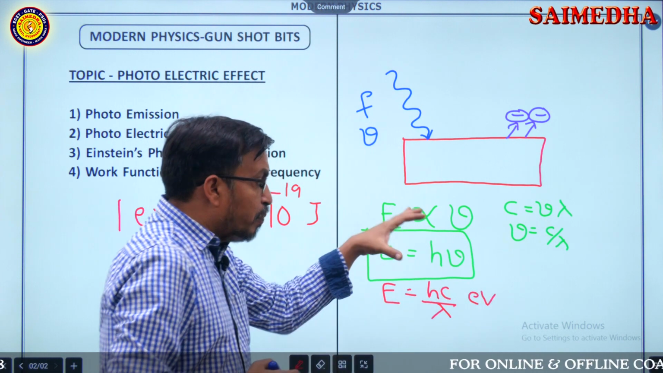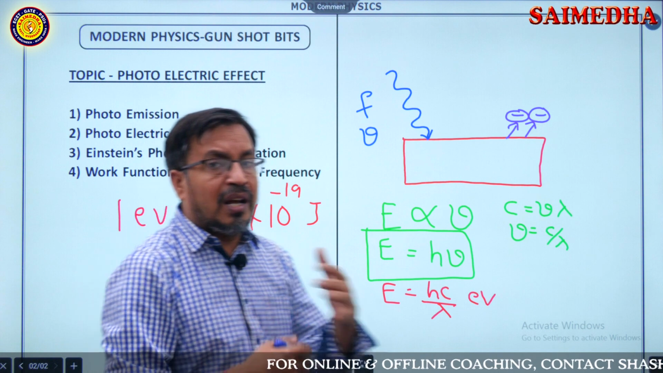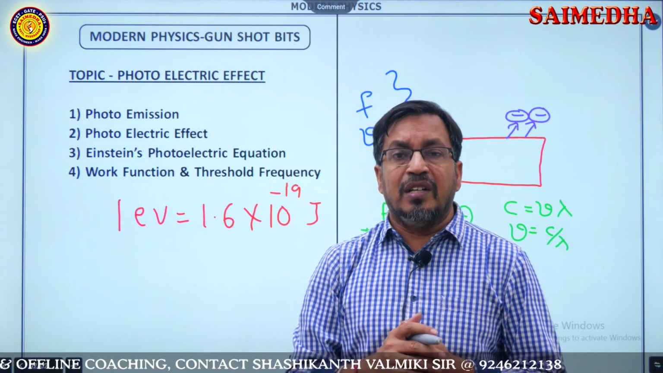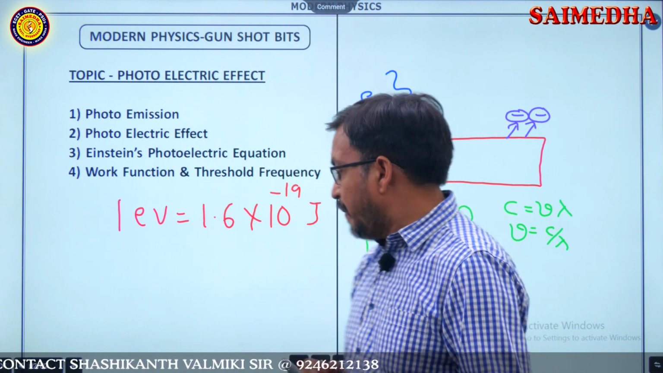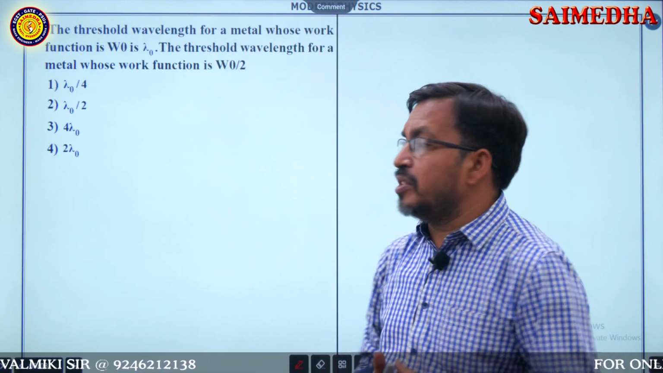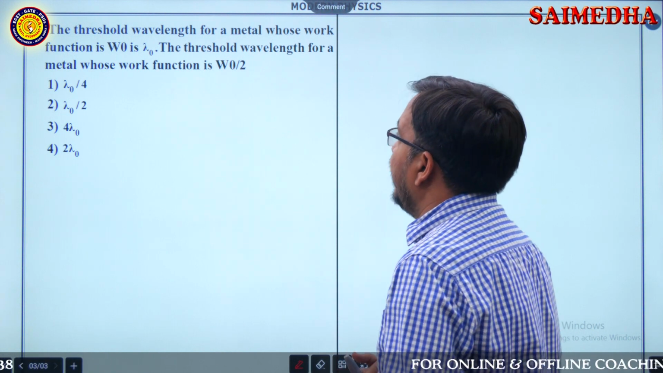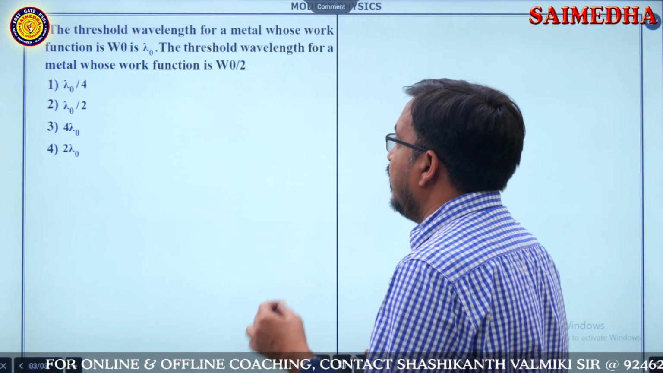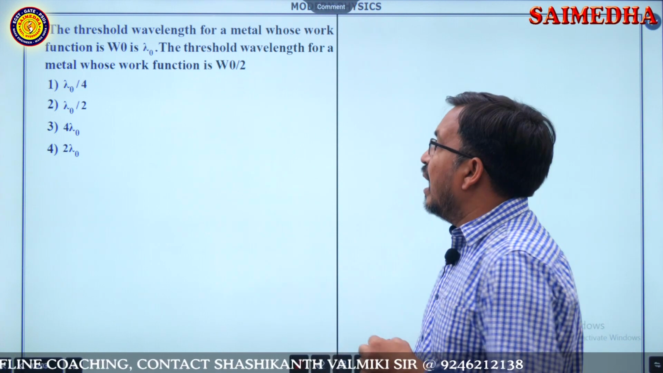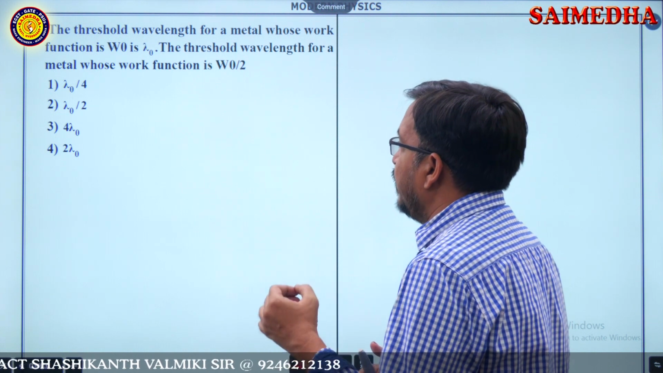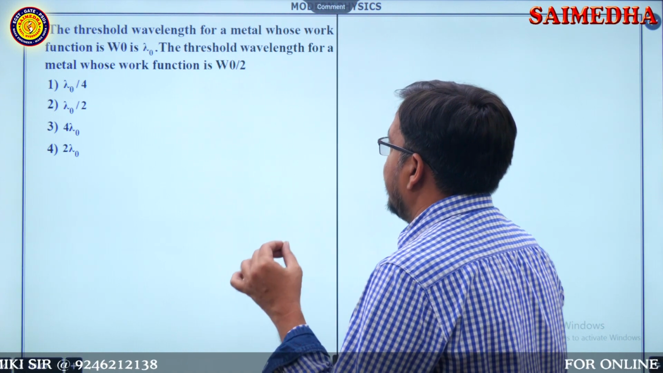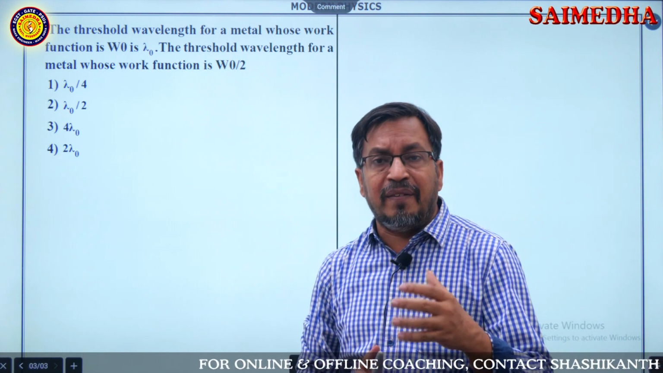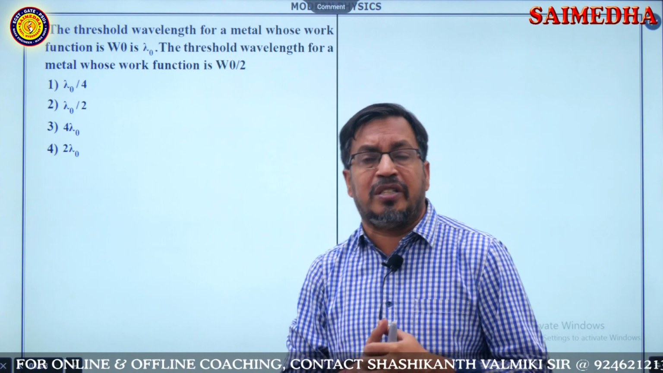Remember, now by using this concept we will solve some expected and repeated questions in ECET. So first I am starting with the first question. See here students, I am reading the first question. The threshold wavelength for a metal whose work function is W naught is lambda naught, and the threshold wavelength for a metal whose work function is W naught by 2 is asked. 4 options are given. This is a previous ECET question, and they ask it repeatedly.